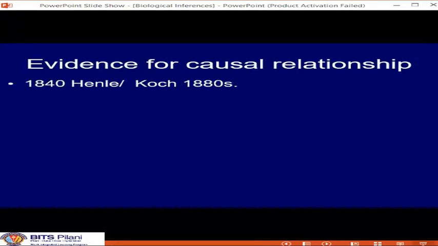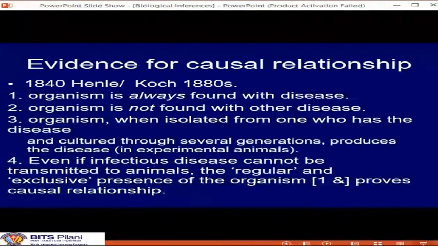So what was the historical idea of causality before this? In the 18th century, most people died of infectious diseases. And so the idea of causality was propounded initially based on the diseases which were infectious. In 1840, Henle and subsequently Robert Koch in the 1880s came up with the famous Koch's postulates. The organism is always found with disease, like Mycobacterium tuberculosis. Always you'll find TB bacteria. It's not always true that you'll find it, but the TB bacteria is always found with disease.